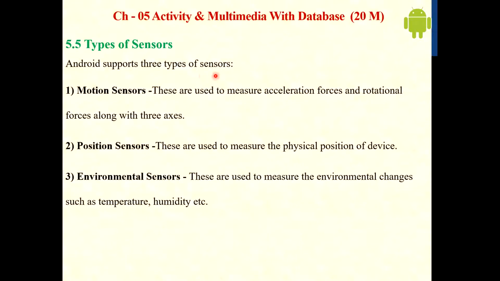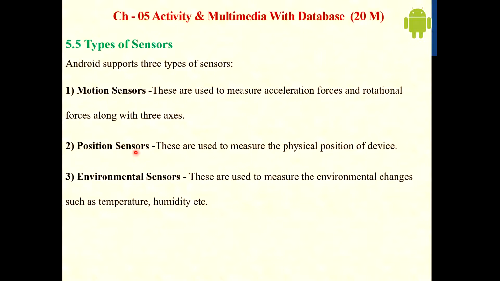Android supports three types of sensor. First one is the motion sensor. These are used to measure the acceleration force and rotational force along the three axes. In the previous diagram we saw the X, Y and Z axes. So motion sensors are responsible for acceleration force and rotation.